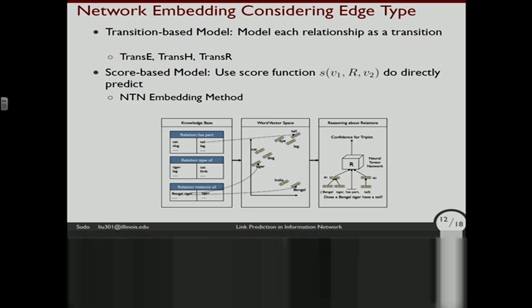One method is the neural tensor network embedding method. The basic idea is to first project each knowledge-base node to a vector, and then use a tensor product taking all node representations and also the edge type representations, and you get the similarity score.